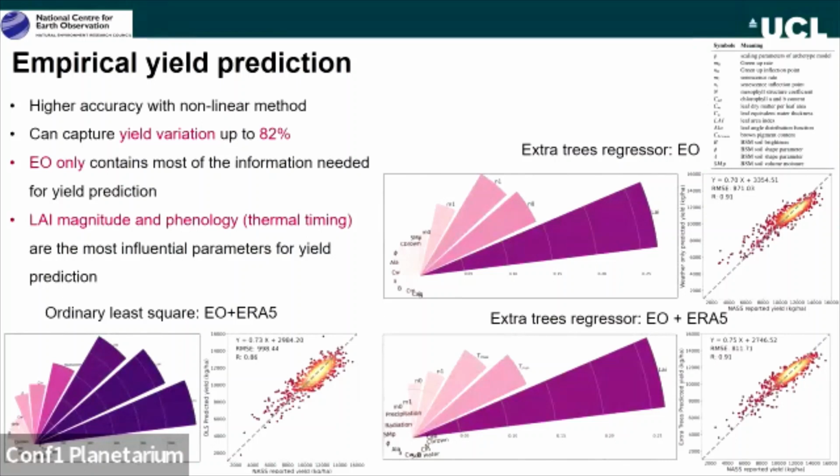But we also did the analysis without using the weather information on top, and it actually shows very similar results to the ones with the information, which means that the actual Earth observation contains most of the information that you need for the yield estimate. And then we also show the feature importance on the left in the polar bar plot. The most important parameters are the leaf area magnitude and also the thermal timing or phenology parameters.